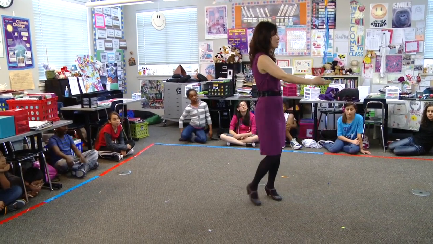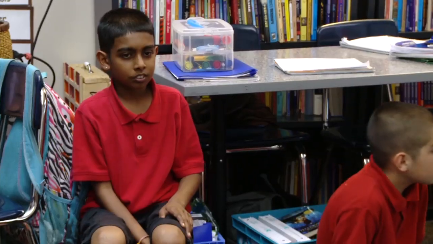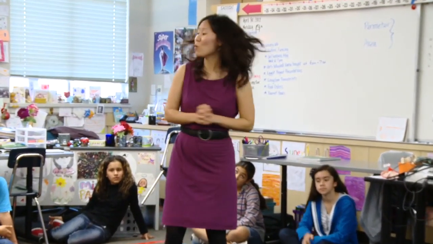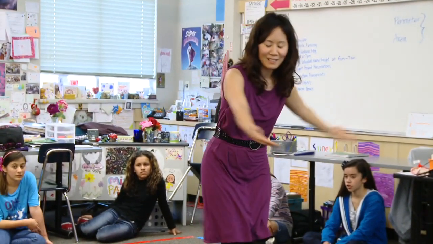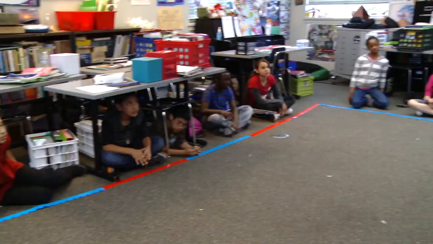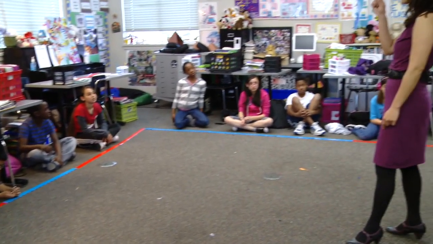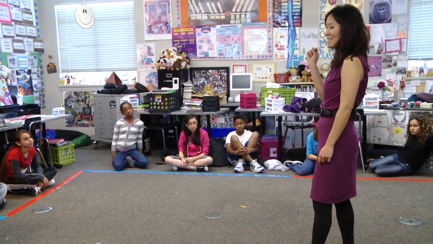What is the perimeter of this rectangle? 22 yards. And what is the area inside? 30 square yards. Interesting. Task number 2.